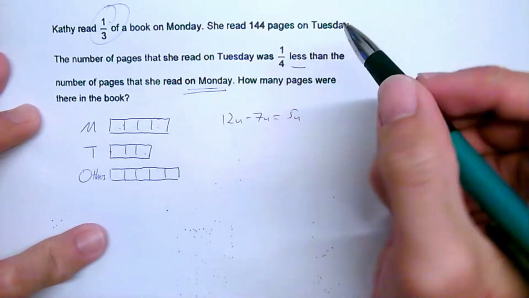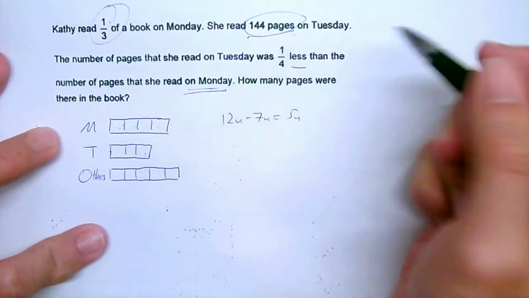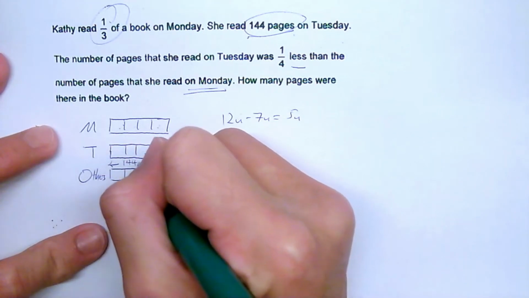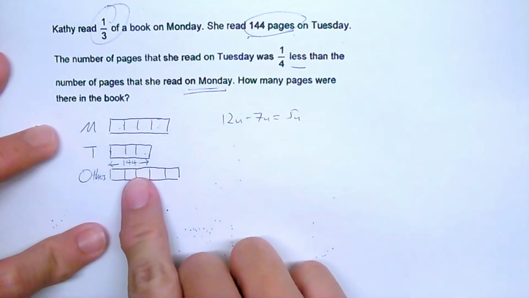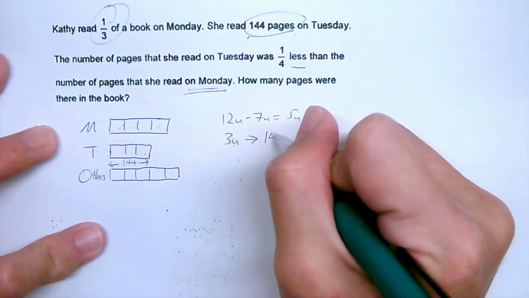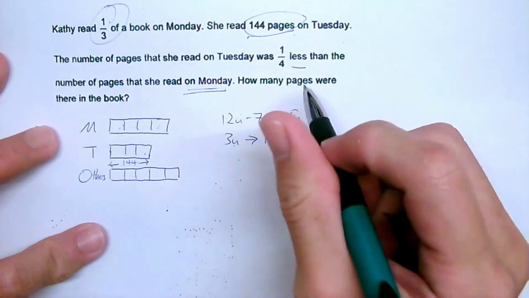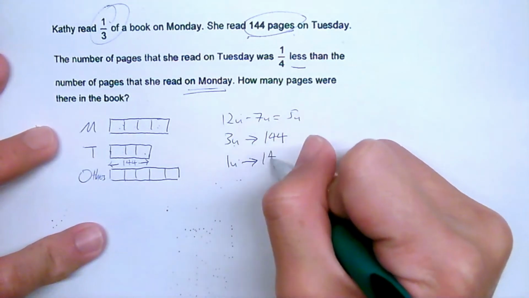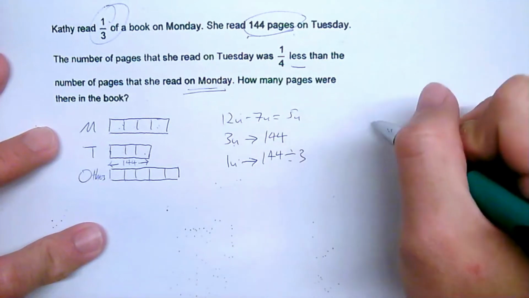Now, over here they said that she read 144 pages on Tuesday. So from here, I can just say that from here to here is 144. Simple, right? So we can write 3 units, arrow, 144 pages. Before even trying to answer the question, please just go and find the 1 unit. You'll be awarded marks for that. So just take 144 divided by 3. Go and do your long division.